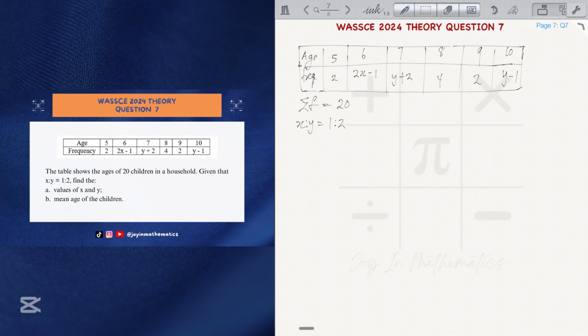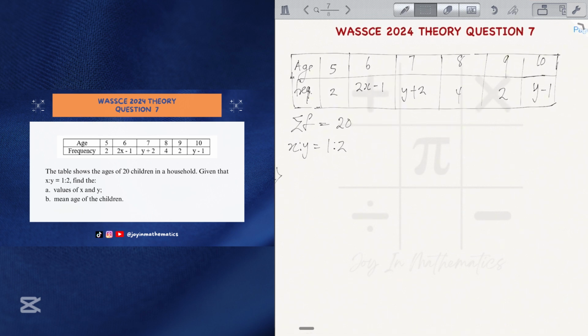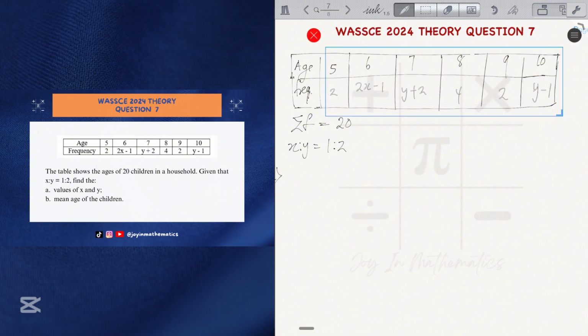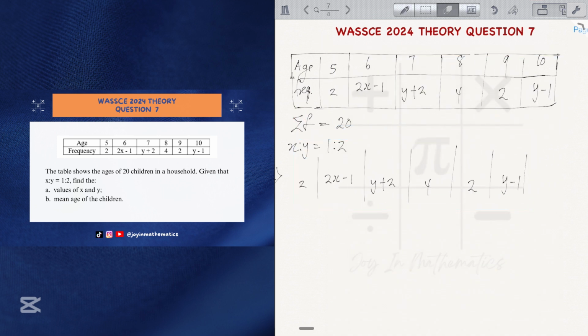Now, how do we go about this? So let's take it line by line. We're given that the table shows the ages of 20 children. So we are solving the first question. So we are saying that x, all these values here, that is 2x minus 1, y plus 2, 4, 2, and y minus 1. If they are being duplicated now, that means the sum of all of them together is equals to 20.